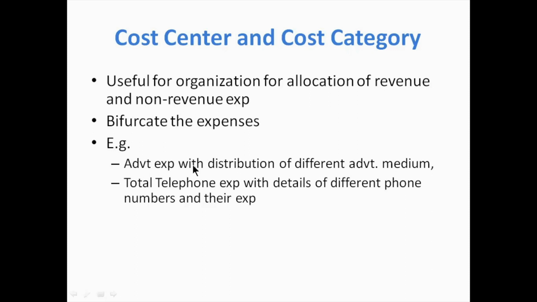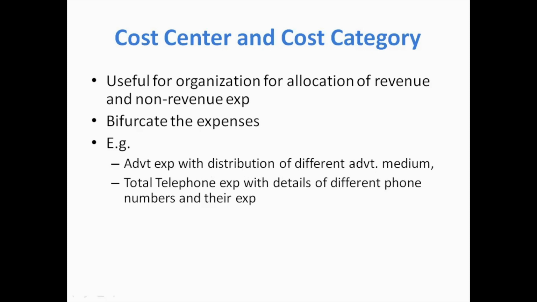Suppose advertisement expenses are made, and those include advertisement for TV ads. Also it includes the advertisement paid for newspaper ads, website ads, all these things. So advertisement expenses with distribution across different advertisement mediums can be exactly allocated using cost center and cost category. It means we need to pass the entry, advertisement expense account debit to bank.